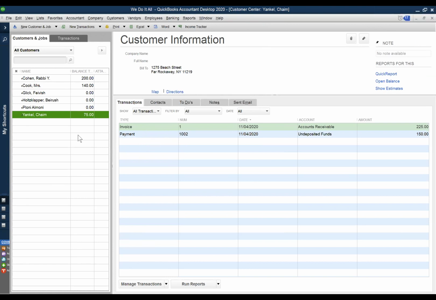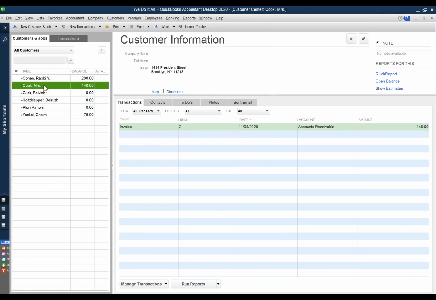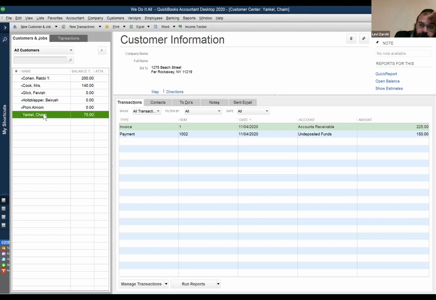Right, but then the other one is 140. I have two Yankel Chaim. The 140 is supposed to be for Mrs. Cook. What do you have, Mrs. Cook? Oh, okay. I don't have him on the list of customers. I have two Yankel Chaim. So you could go to Yankel Chaim that says 140. The 225 was right, the 140 is the mistake, right?